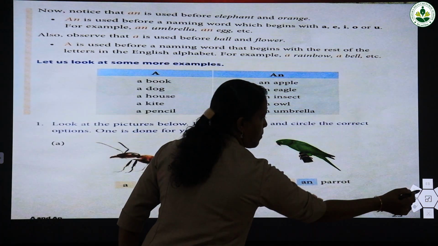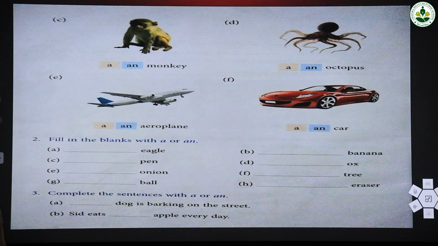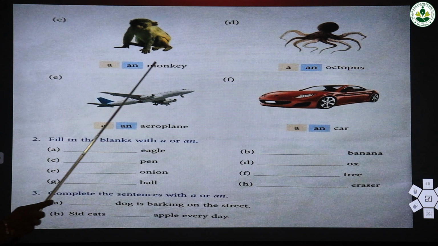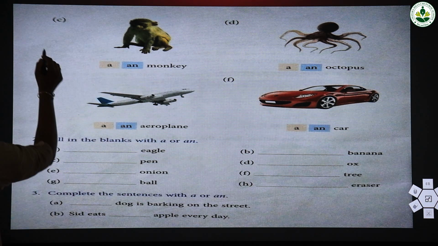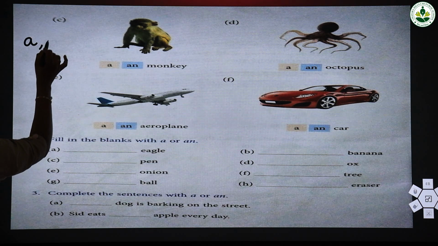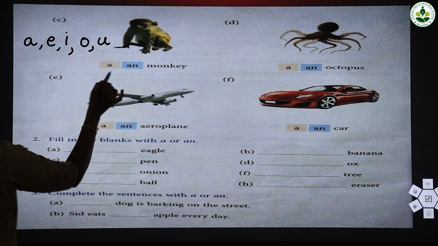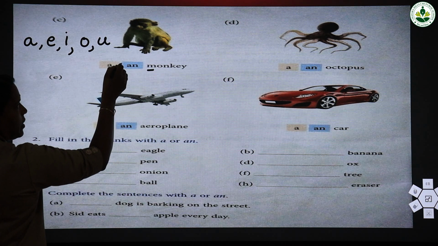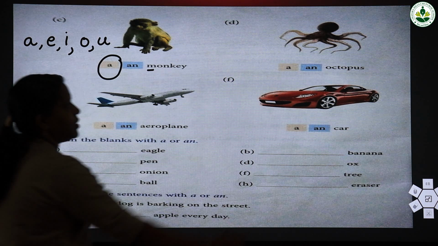Okay. A parrot. So coming to the next page. Now all of you listen. Look at the next word. Who is this? This is a monkey. What is the first letter of monkey? Is it a vowel letter? Which are the vowels? A, E, I, O, U. So monkey's first letter is M. Is it a vowel? No. So a or an? A monkey. Look at the next one.